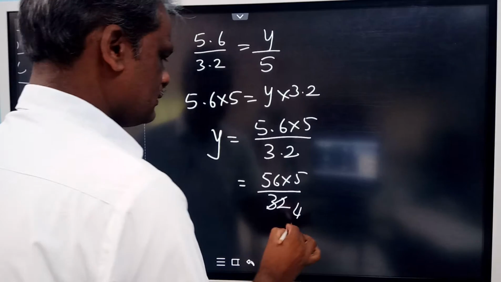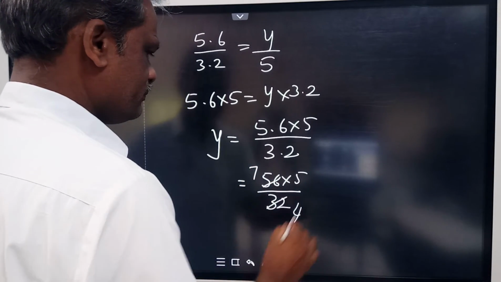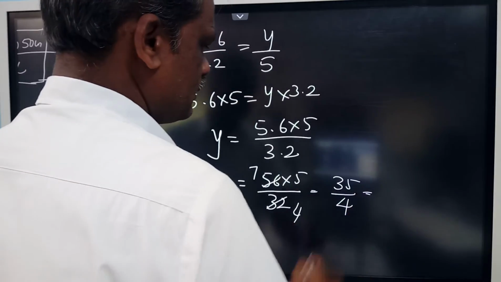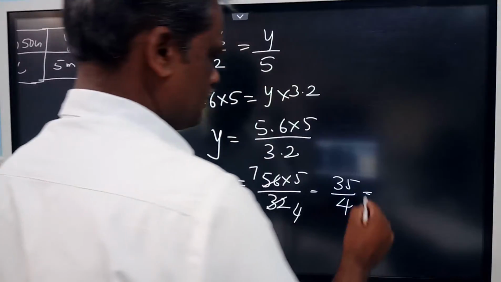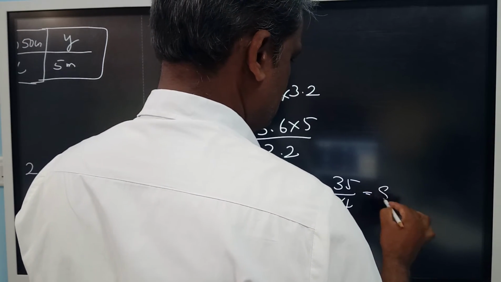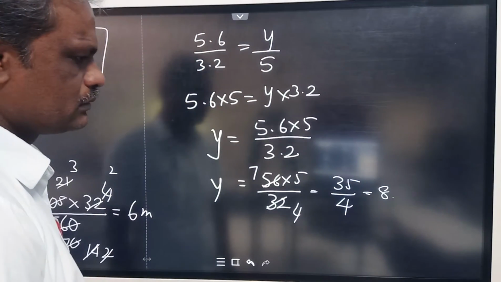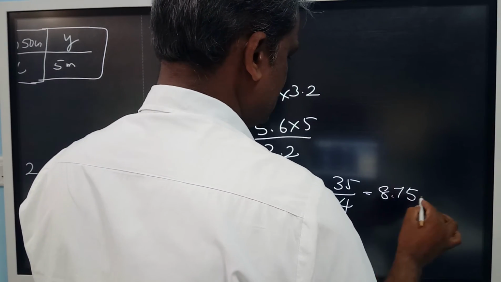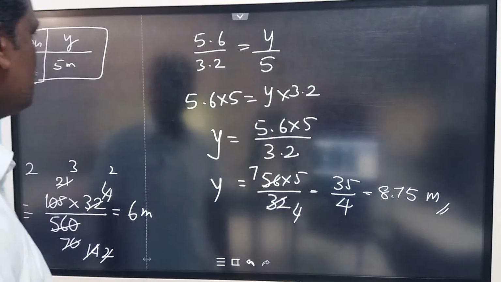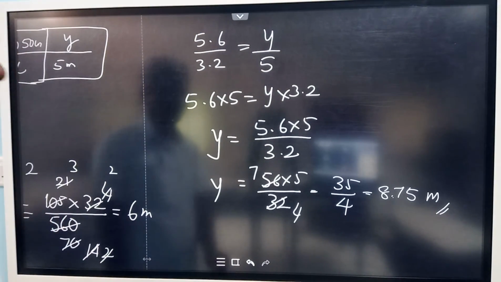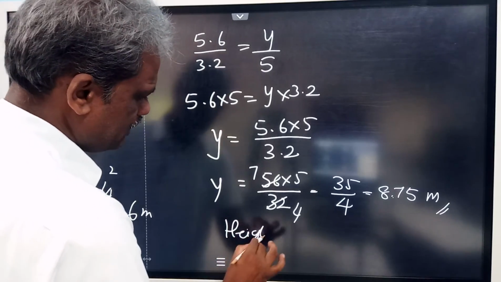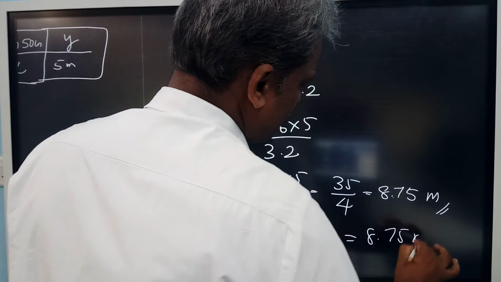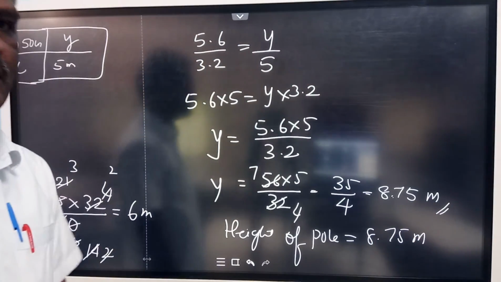8 4s are 32. 8 7s are 56. 7 5s are 35 by 4. Y is equal to, if you divide this one, 8.75 meters. So the height of the pole is 8.75 meters, otherwise 8 meters 75 centimeters.